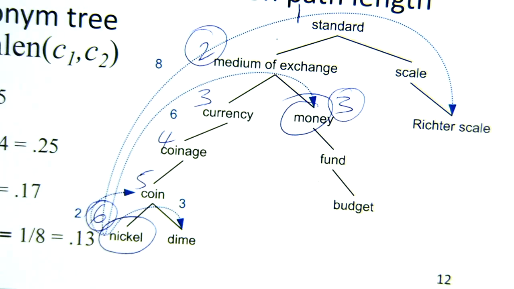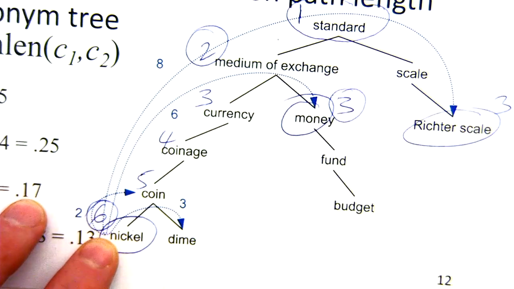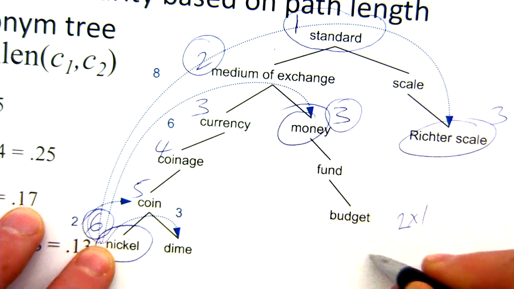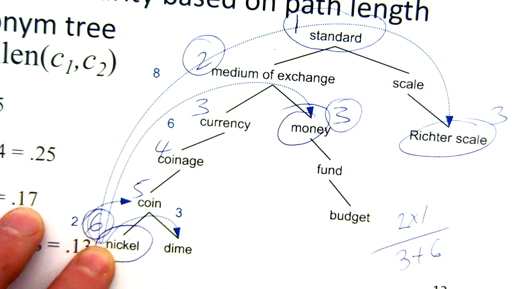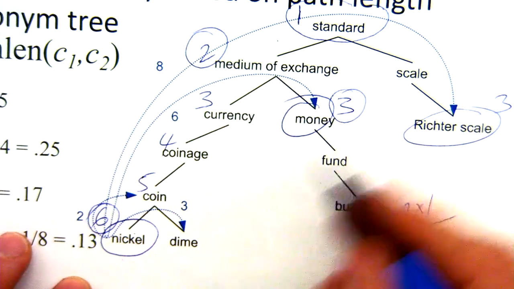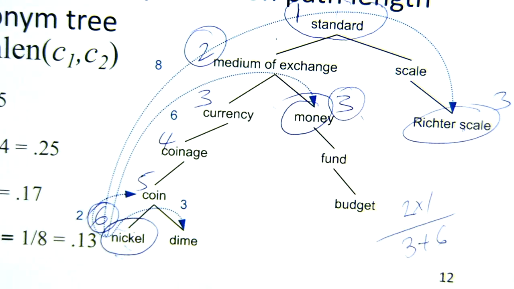So in this case, if we look at nickel versus money, we get the formulation that I just described, so we get 0.44. If we look at nickel versus Richter scale, you can see, if we go back here, that Richter scale is depth 3. Its common subsumer is the word standard, at depth 1. So we'll end up saying 2 times 1 divided by 3 plus 6, which is 2/9, which gives us a lower value. So effectively it's saying that even though these 2 children were at exactly the same depth in those 2 tests, because one of them had a higher root, it ends up with a lower number. It's less specific. Does that make sense?